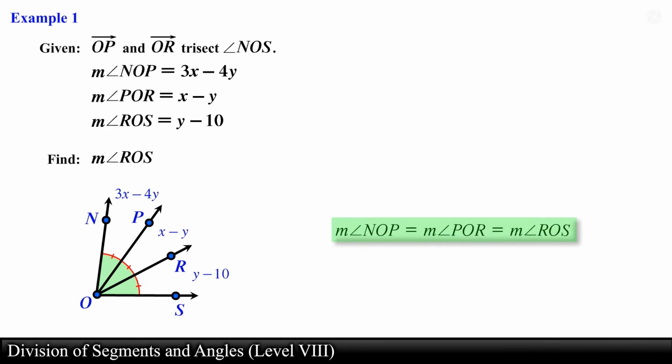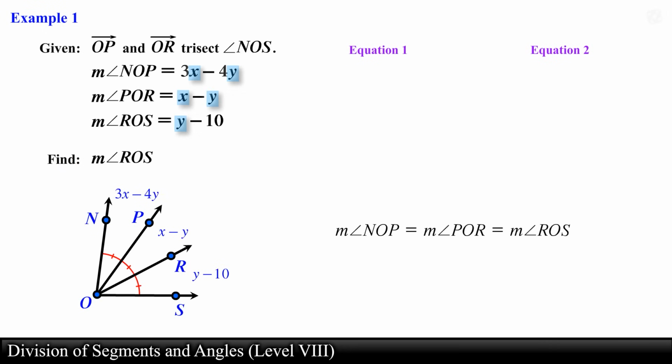The first equation is the measurement of angle NOP is equal to the measurement of angle POR. The second equation is the measurement of angle POR is equal to the measurement of angle ROS. And the third equation is the measurement of angle NOP is equal to the measurement of angle ROS. For this particular problem, we only need two equations to solve the system of equations in two variables, since we have two unknowns, in this case, x and y.